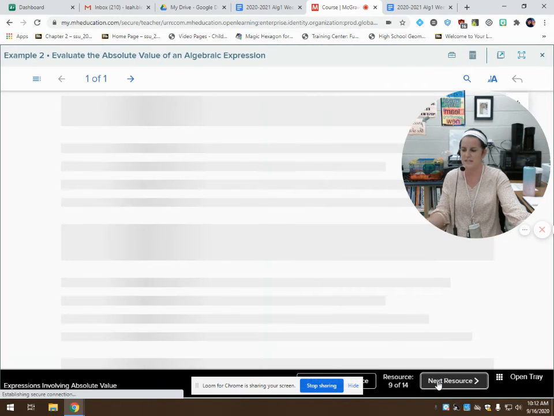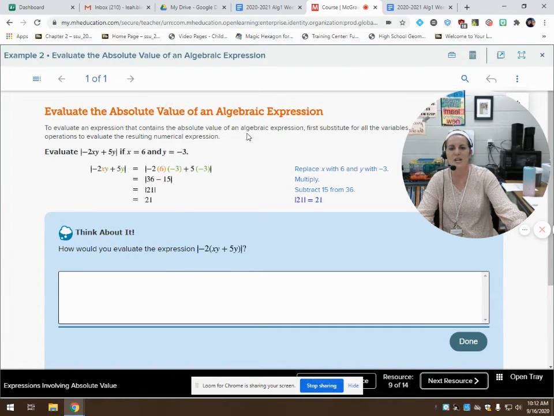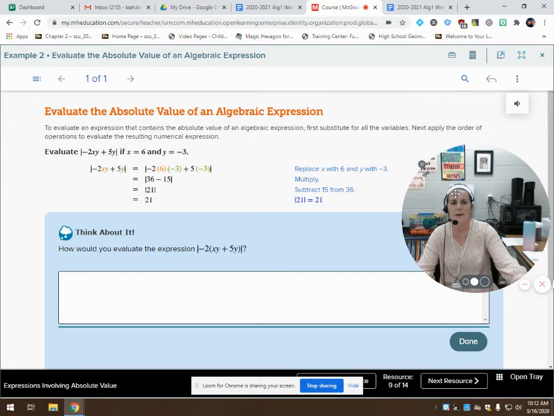Okay, looking on to example 2 in the middle of page 46. To evaluate an expression that contains the absolute value of an algebraic expression, first substitute for all the variables. Next, apply order of operations to evaluate the resulting numerical expression. So we know that x is equivalent to 6 and y is equivalent to -3. So we're going to substitute the x with a 6 wherever I see an x in the expression. I'm going to replace it with -3 wherever I see a y.